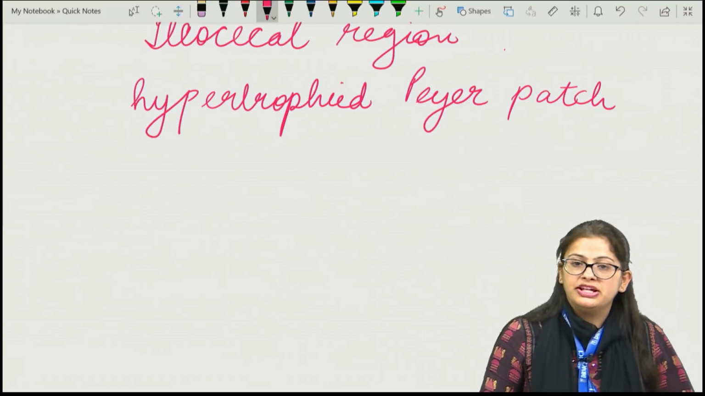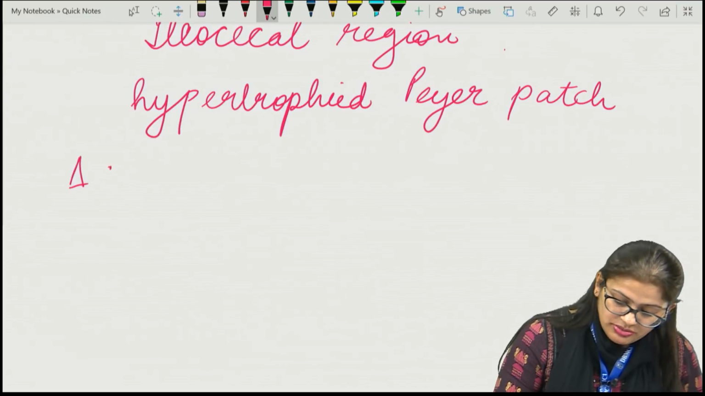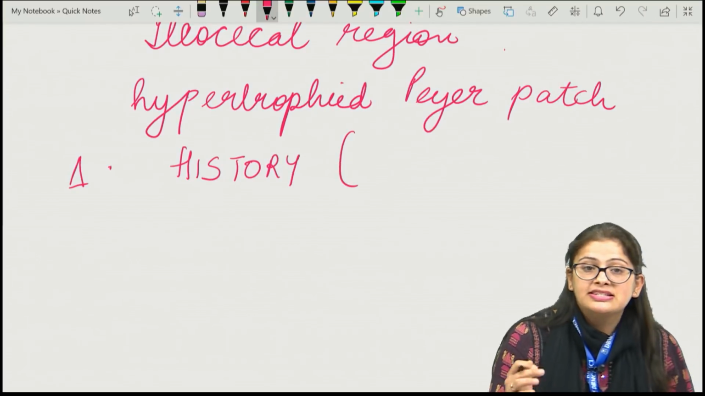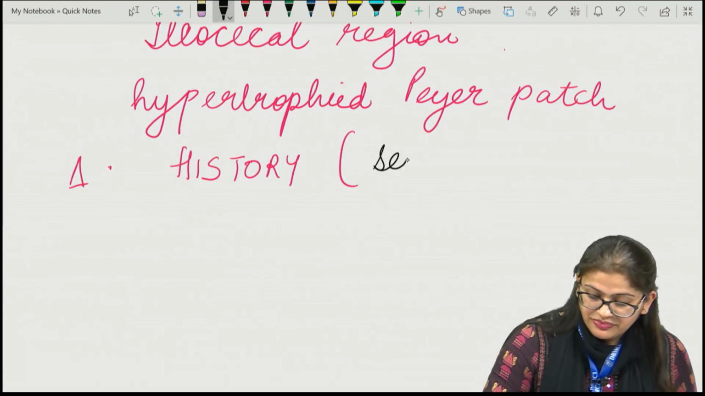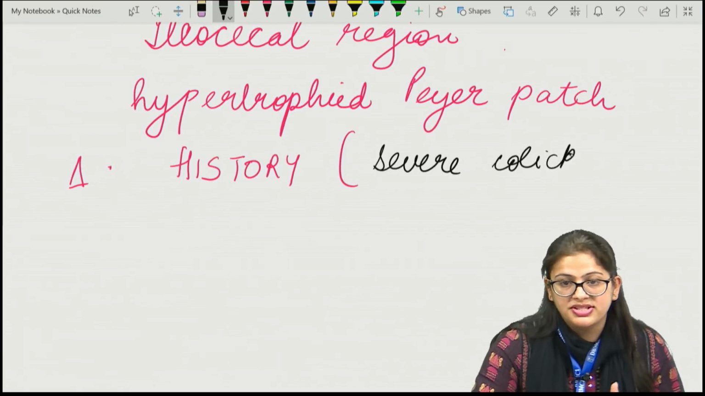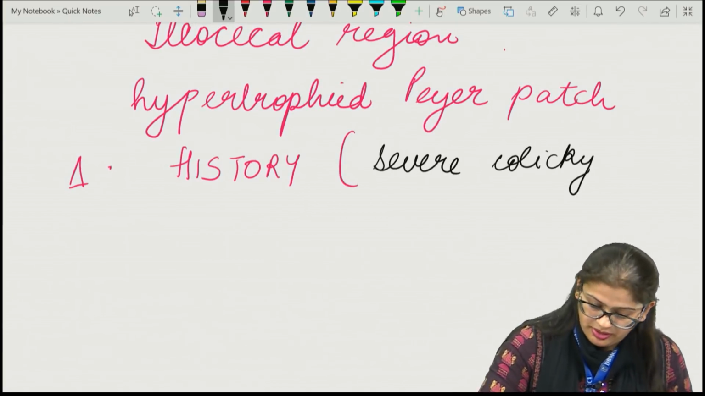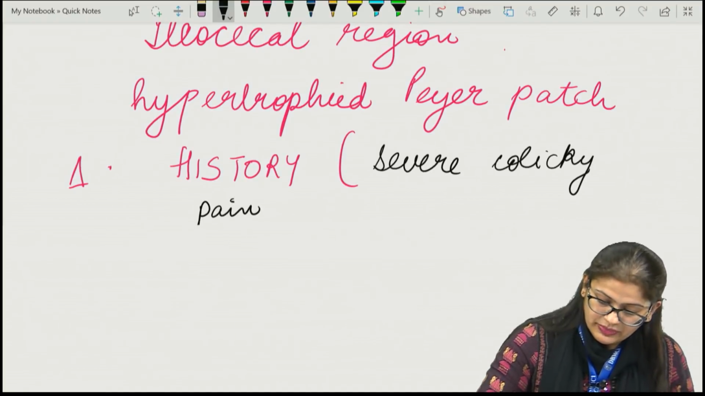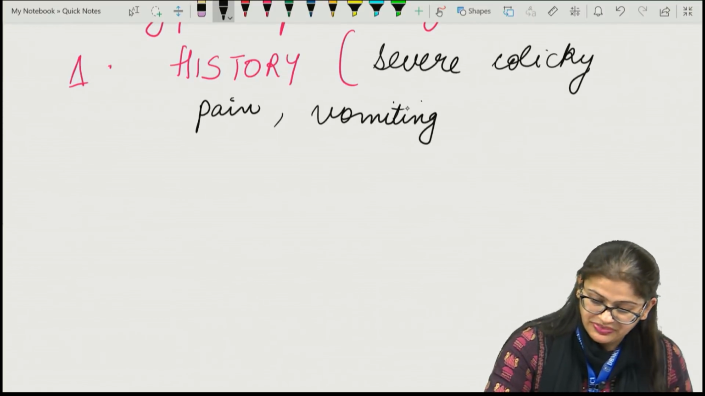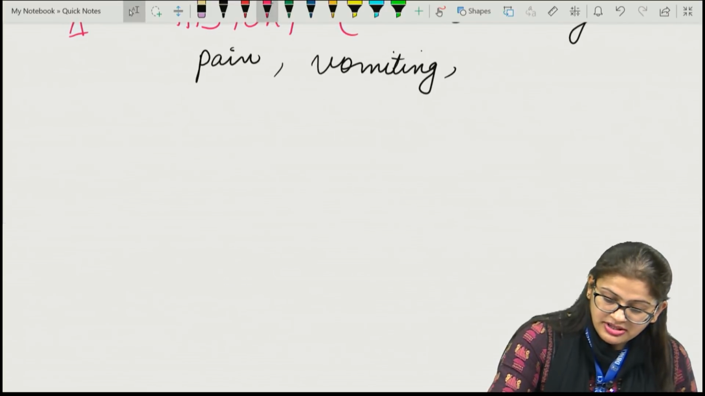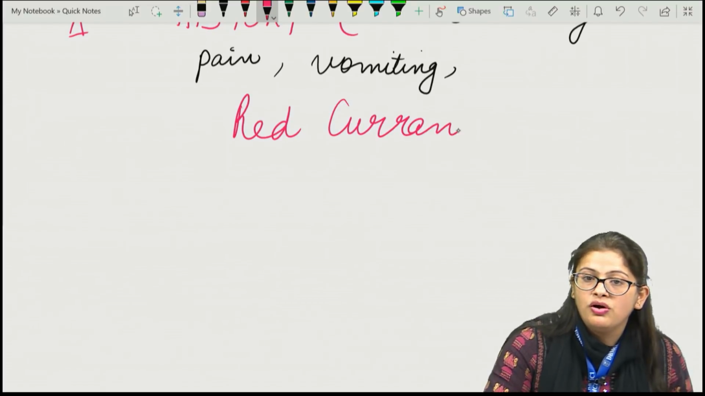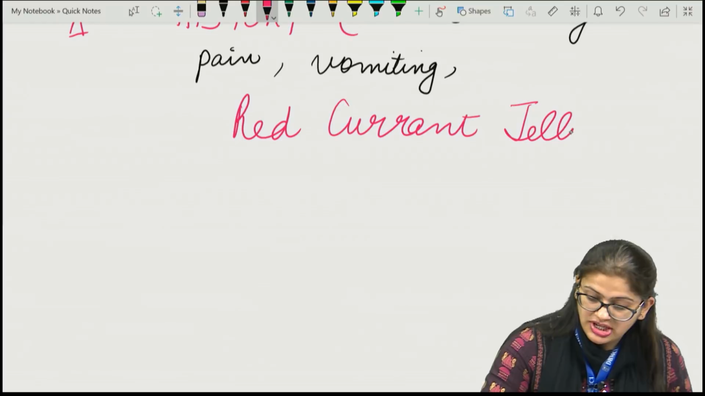So how will you make the diagnosis? Diagnosis can be made on the basis of a good history, which includes severe colicky pain, in which there are paroxysms of pain. In between these paroxysms, the child will appear normal and be playful. There could be vomiting, which is initially non-bilious, but later can become bilious. And characteristically, there is the presence of red currant jelly stools.